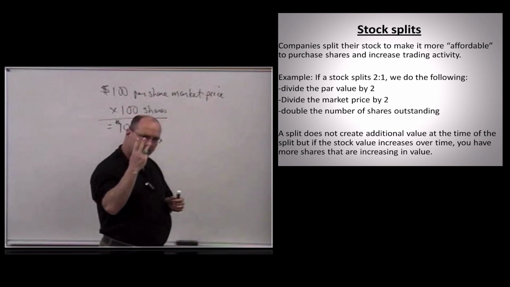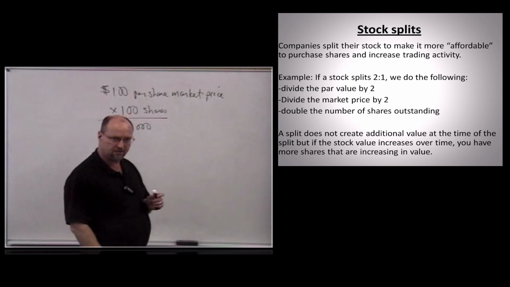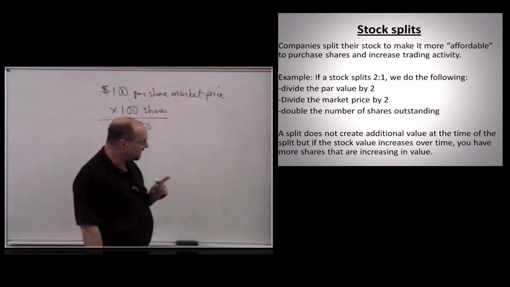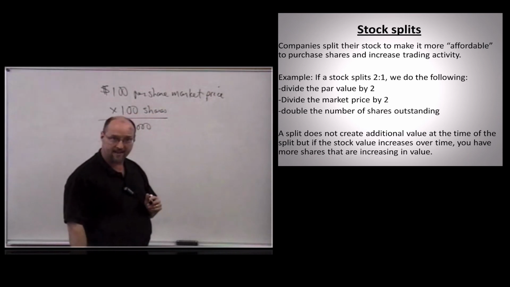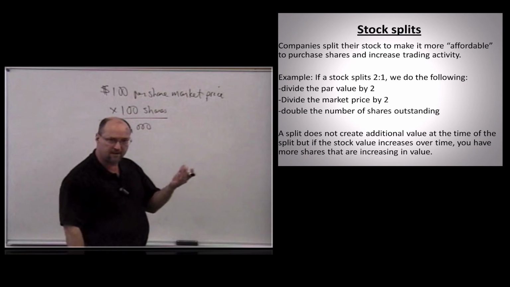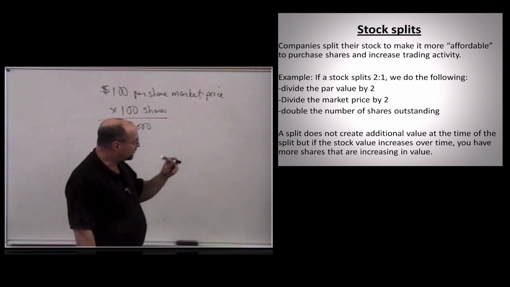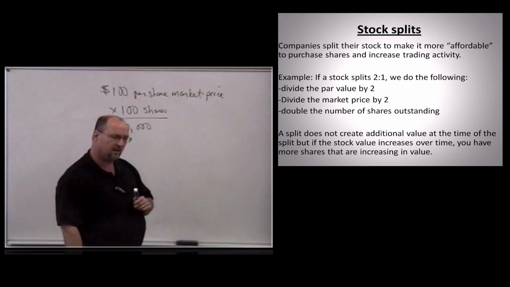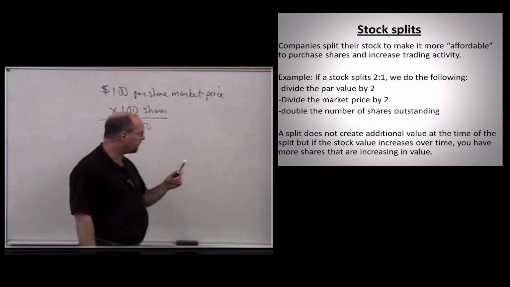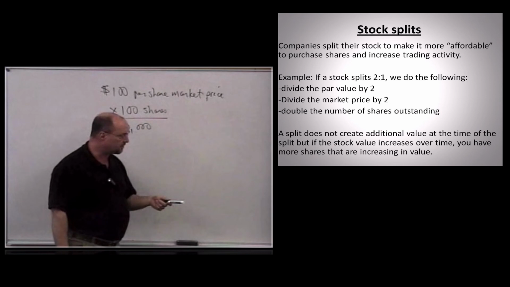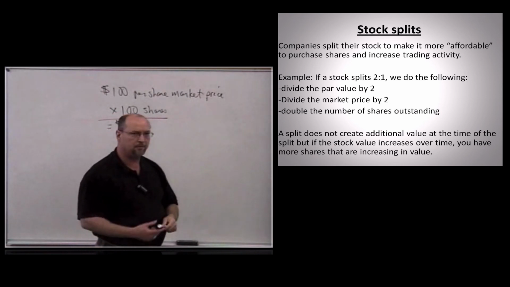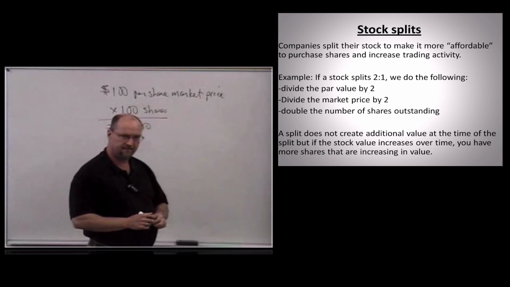is you need to know 3 things from an accounting standpoint for a stock split. First, if it's a 2-for-1 split, we cut the par value per share in half. If it was a 4-for-1 split, we divide it by 4. Second, in a 2-for-1 split, we divide the market price by 2. As we just saw, $100 a share now became $50 a share, but you had twice as many shares, and third, you double the number of shares outstanding.